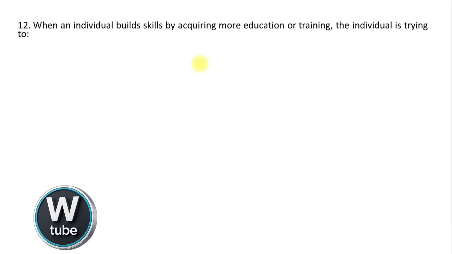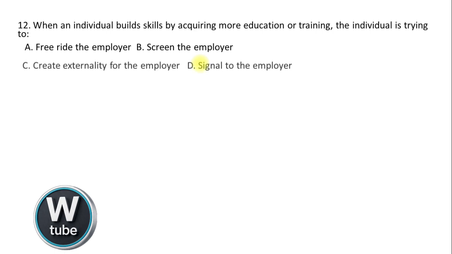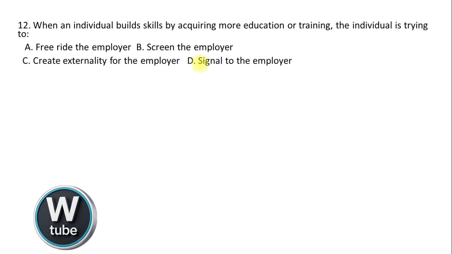Question number 12. When an individual builds skills by acquiring more education or training, the individual is trying to A. Free ride the employer. B. Screen the employer. C. Create externality for the employer. D. Signal to the employer. Free riding the employer is not involved. So A is not the answer. Employers screen workers, not the other way around. B is not the answer.